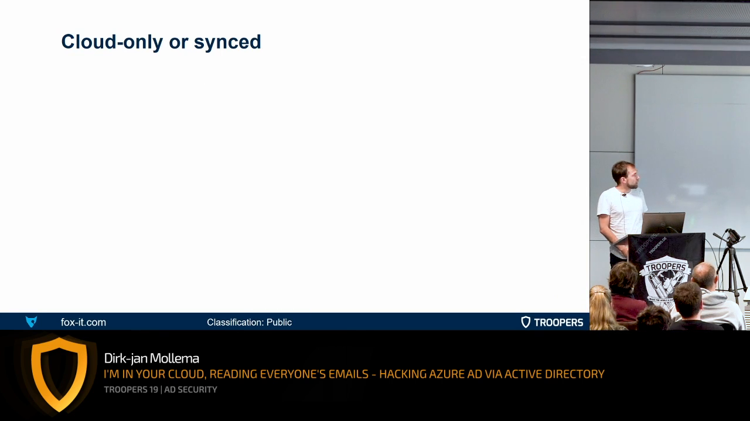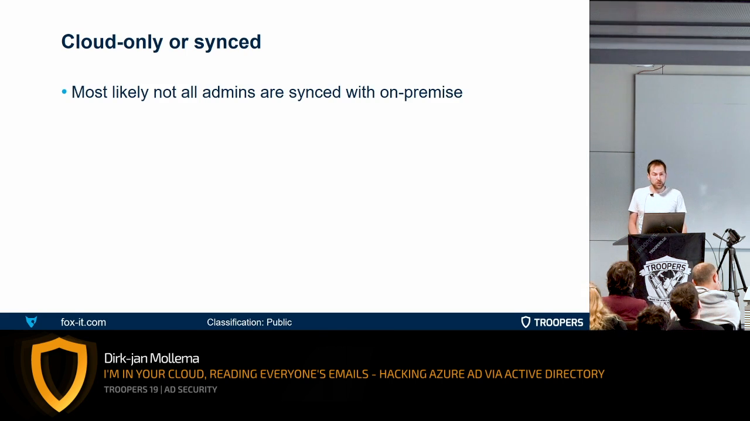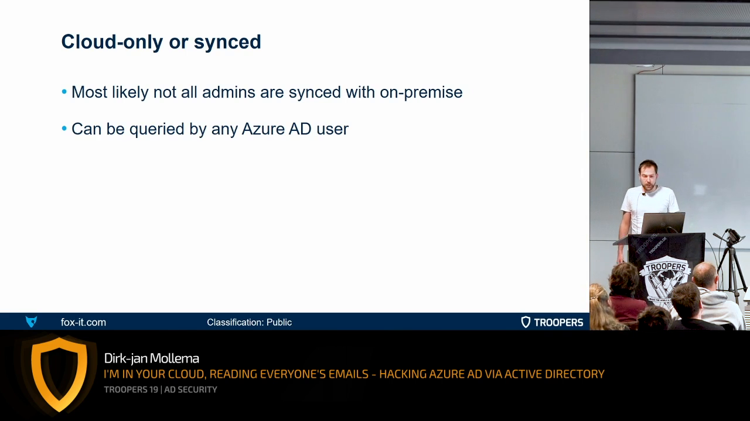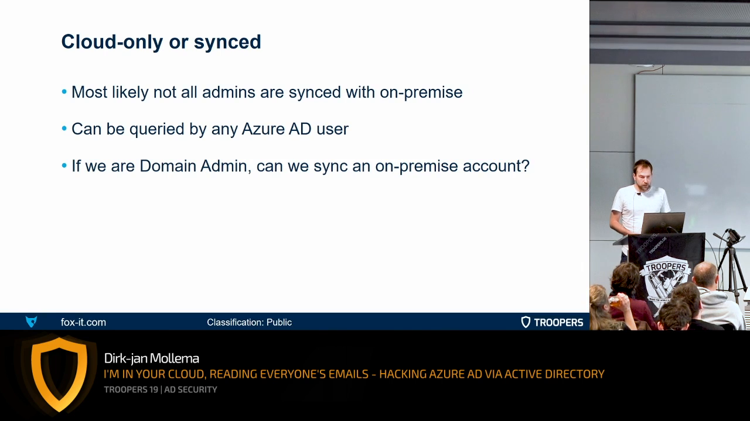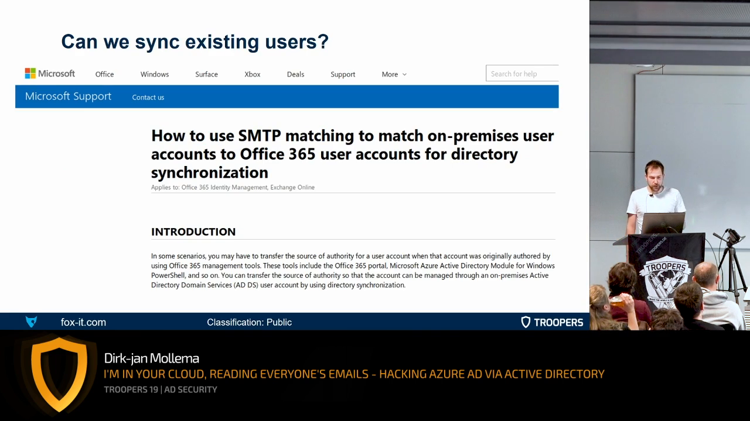So now let's look at cloud-only or synced accounts. In most setups, not all the admin accounts will be synced with the on-premise directory. And anyone can see who these admin accounts are that are not synchronized. So the question is, if we are a domain admin, can we somehow link that cloud account to an existing on-premise account and that way take it over? And it turns out, yes, we can.